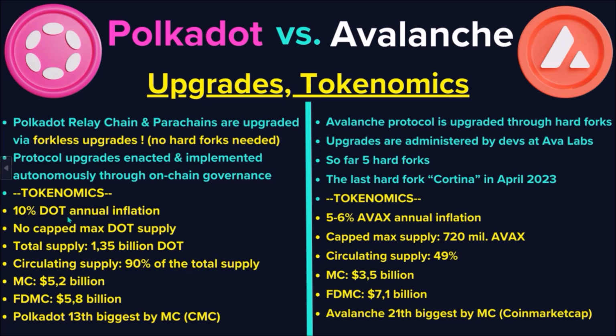Of course, there is that 10% annual inflation of DOT, but as I've shown in my previous video about the Polkadot Treasury, currently as much as 50% of newly generated DOT by inflation is burned each month, so the actual net DOT inflation is around 5%. And Polkadot is currently the 13th biggest crypto project by market valuation.